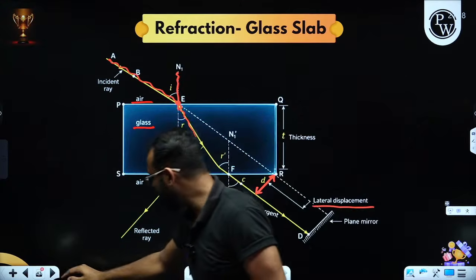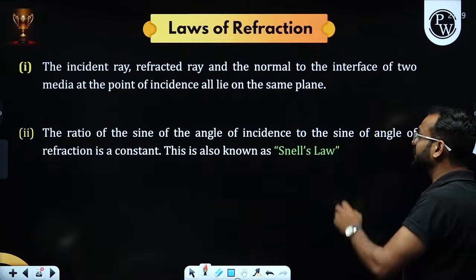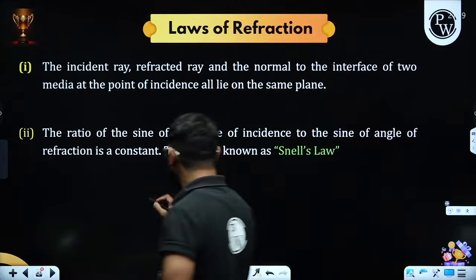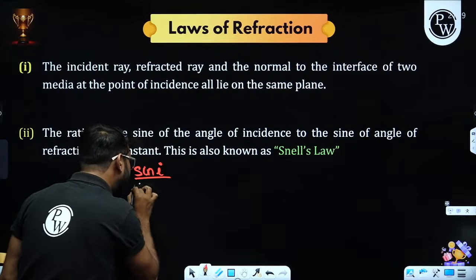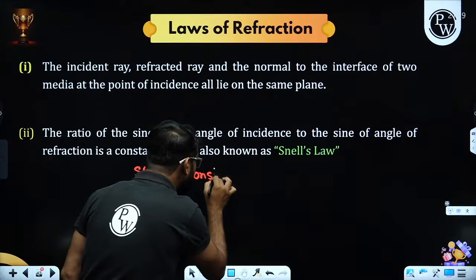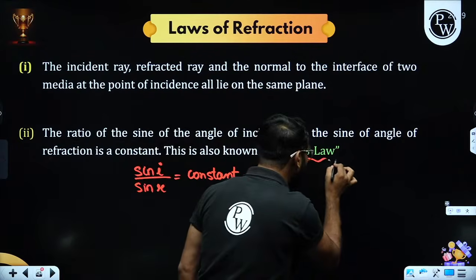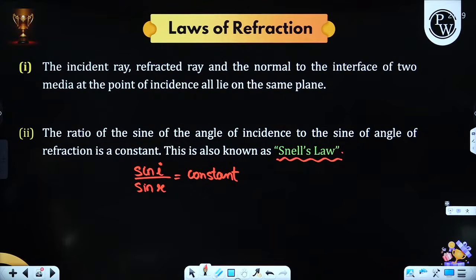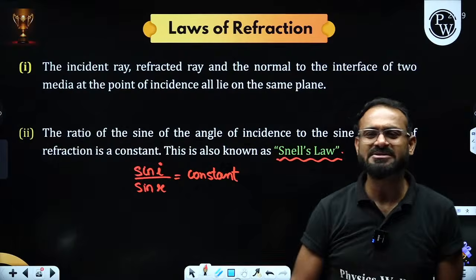Second, the ratio of the sine of the angle of incidence to the sine of the angle of refraction is constant. So what does that mean? That means sin i divided by sin r is equal to a constant. And this law is known as Snell's law. Clear?